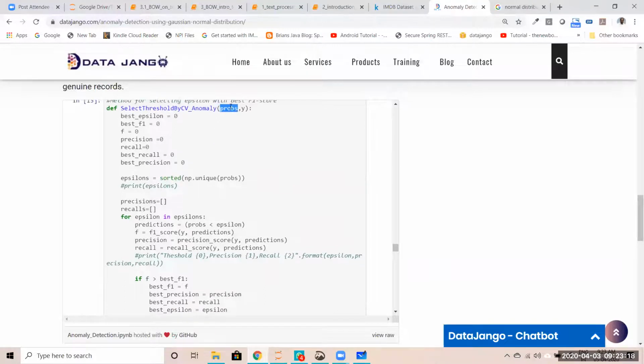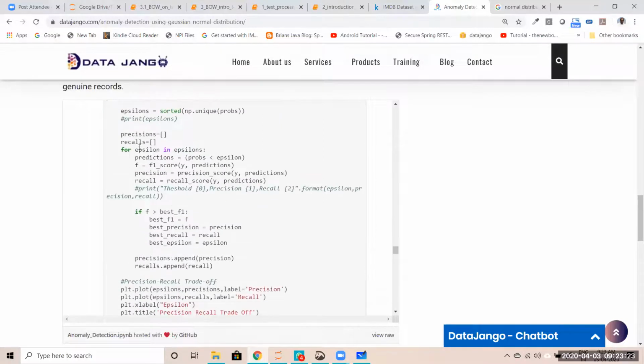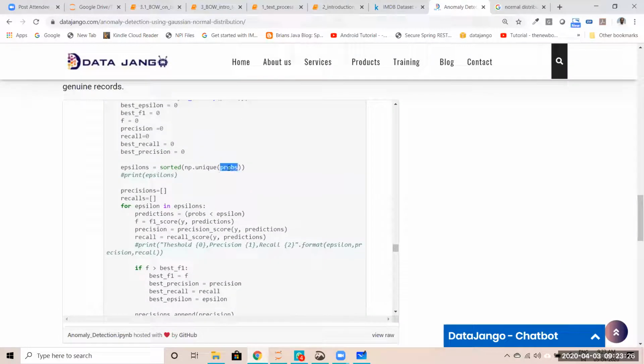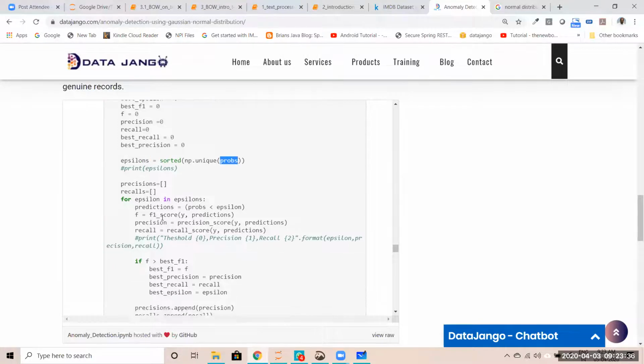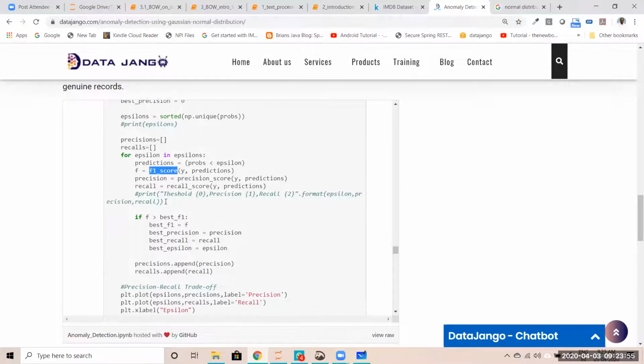We pass the different probabilities for the records, and we pass the Y value, and then we take epsilon. All the unique probabilities from the records are taken as epsilons. For each epsilon, we take the prediction: the probabilities for n number of records less than epsilon give you either true or false. We have the Y value, either 0 or 1, so you can calculate the F1 score, and precision and recall.